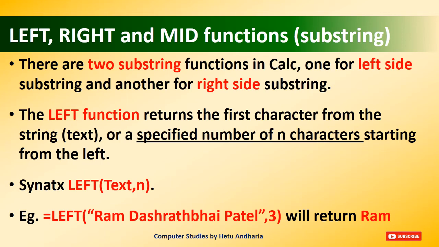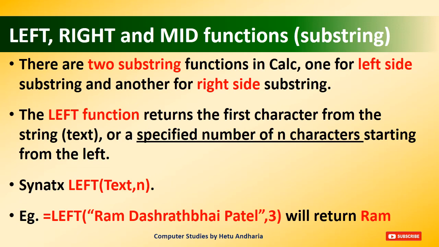For example, if we have typed in one cell the name, father's name and surname, Ram Dasrath Bhai Patel, and now we want to separate the name using the function, we have to count how many characters are there in the name. There are 3 characters. So I can type is equal to LEFT, bracket, in double quotes I have to type this name. Now this is a stupid example which is given in the textbook.